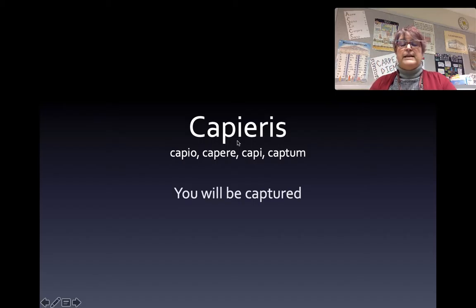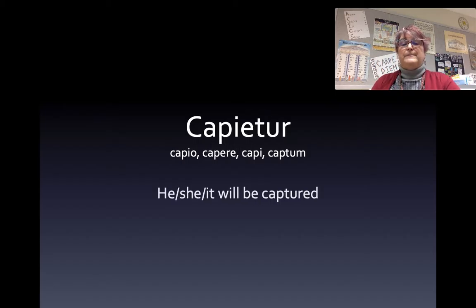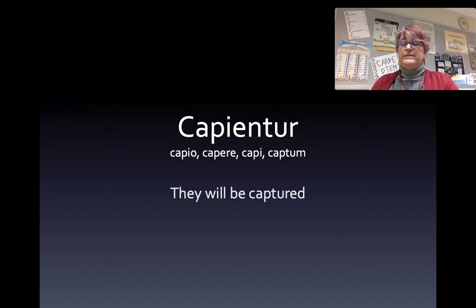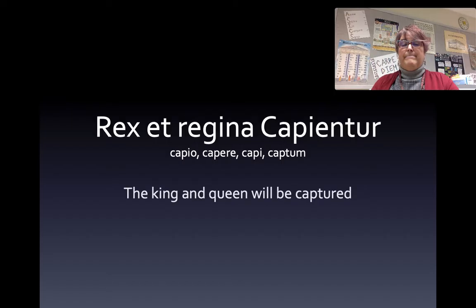This is a future tense verb. You will be captured. Here is the same verb, but now I've changed the subject to he. He will be captured. Here's the same verb, but now the subject is the soldier will be captured. Here is the verb form again, but this time with they as the subject. And here we're using both nouns, Rex and Regina, as the subject.